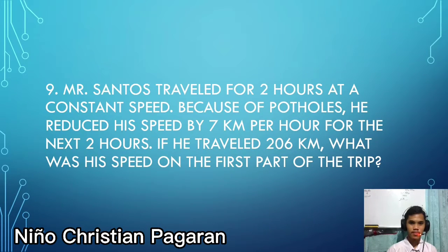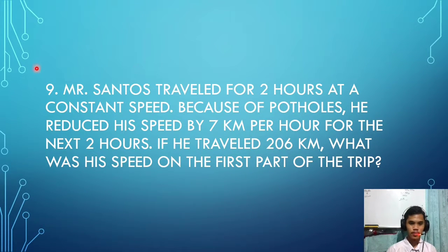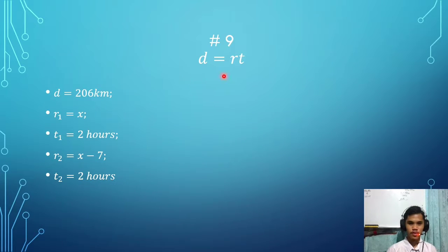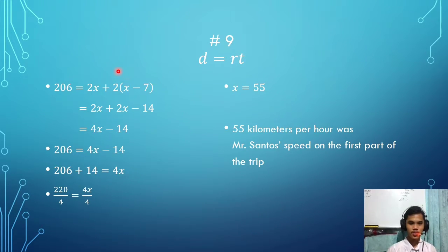Good day everyone, I am Niño and I'm going to explain to you how I solved problems 9 and 10. So here is the first problem, number 9. To solve number 9, I use the distance, rate, and time formula. And here are the variables and the values that I got from the word problem. And here is the substitution part of my solution. And here is the first term, if you are wondering, this is from the first rate and time multiplication. And this is a product from the first rate and time, and also this.